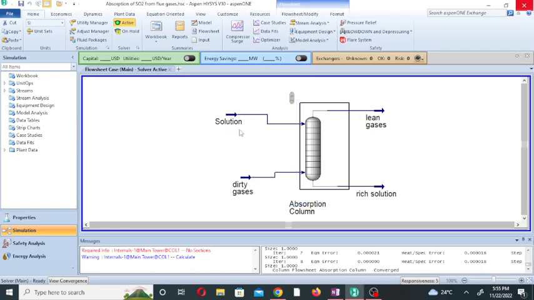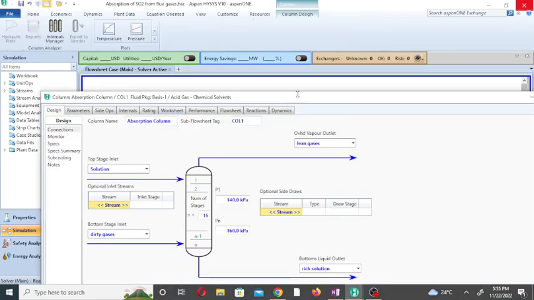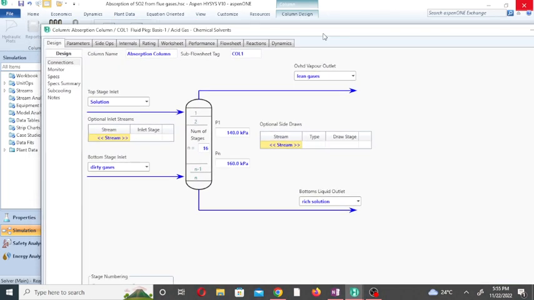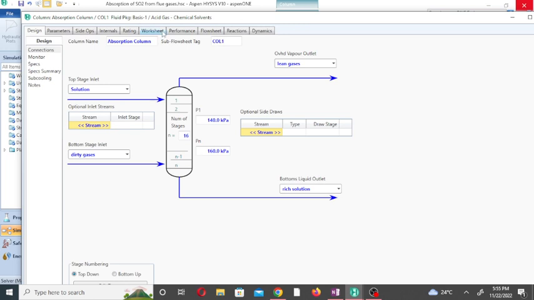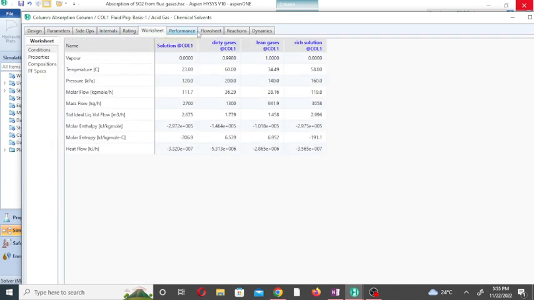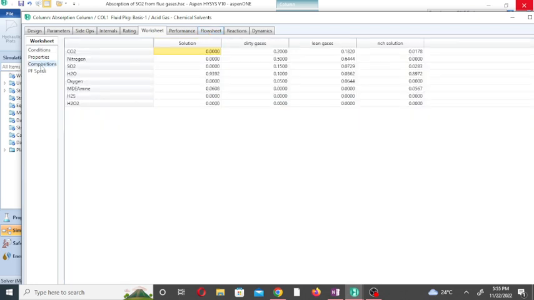It is fully converged. Now, in order to define how much CO2 is absorbed from the flue gases, double click on the column and go to the worksheet, and come to the composition. So this is the solution of diethanolamine, and this is the dirty gases percentage, and this is the lean gases, and this is the rich solution.